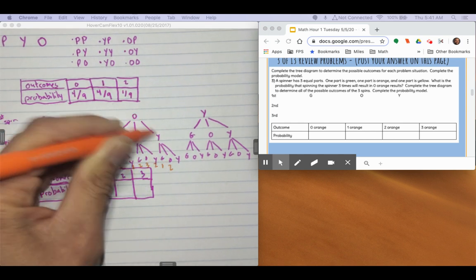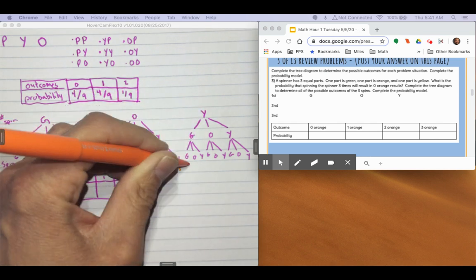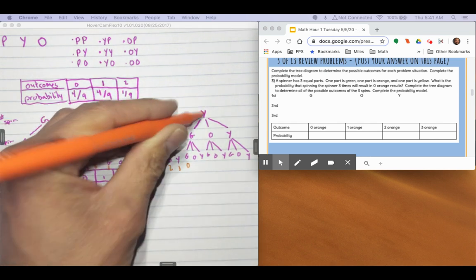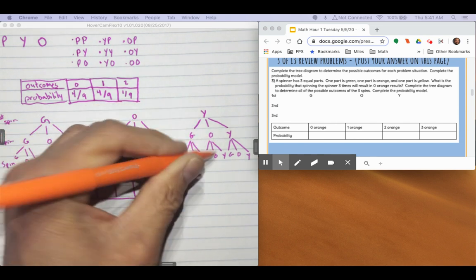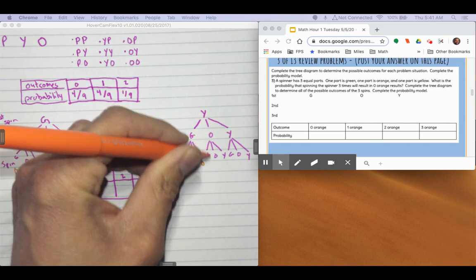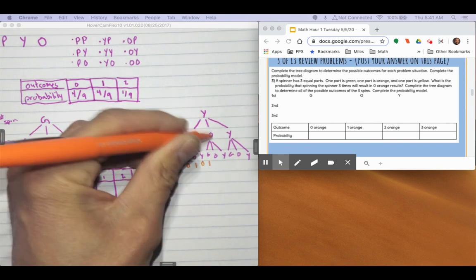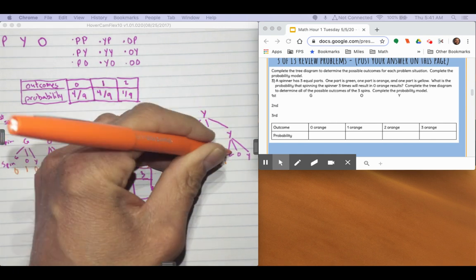Yellow, green, green is 0. Yellow, green, orange is 1. Yellow, green, yellow is 0. Yellow, orange, green is 1. Yellow, orange, orange is 2. Yellow, orange, yellow is 1. Yellow, yellow, green is 0. Yellow, yellow, orange is 1. Yellow, yellow, yellow is 0. Okay.